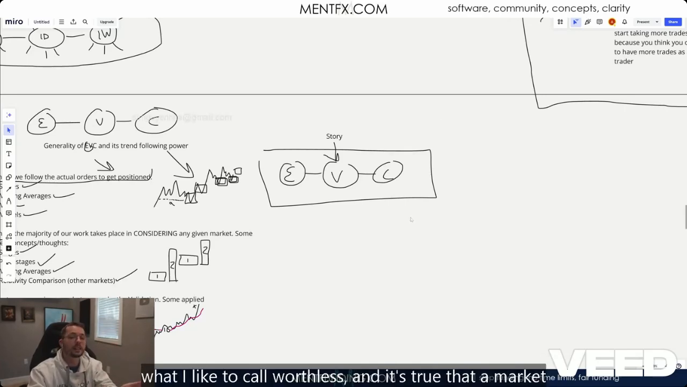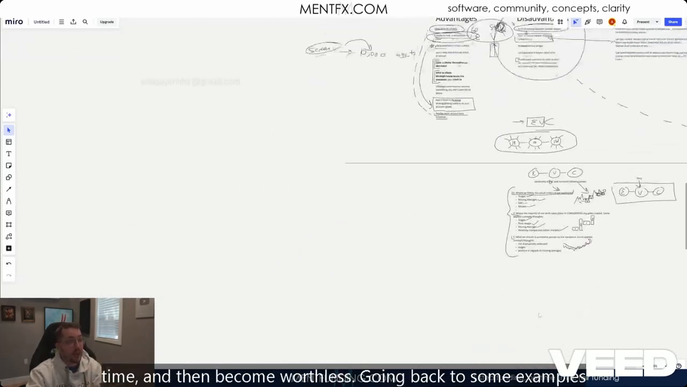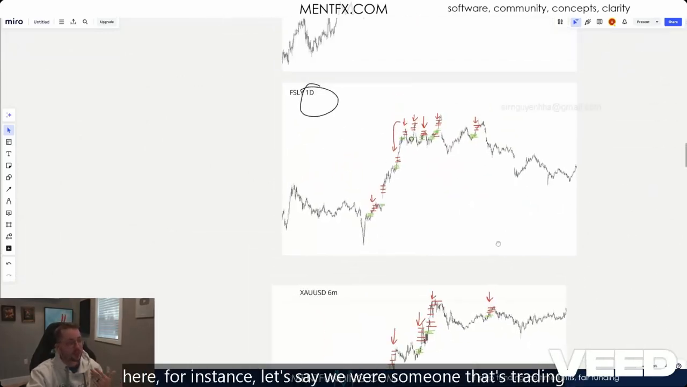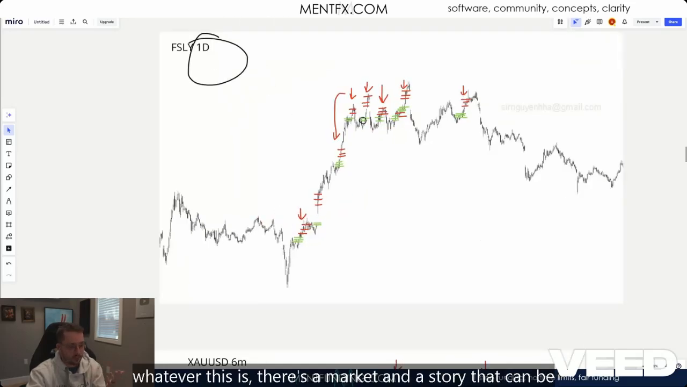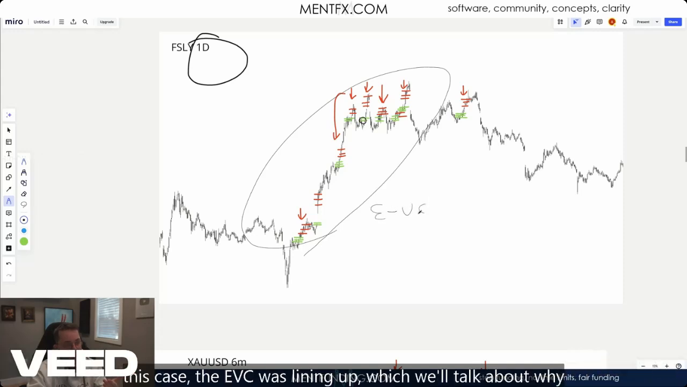It can become what I like to call worthless. And it's true that a market can be very clear for a long time or for a short amount of time and then become worthless. Going back to some examples here, let's say we were someone that's trading whatever this is. There's a market and a story that can be good. Within the time that that market or story, because in this case, the EVC was lining up, which we'll talk about why in the future, but this is just from this example. When the EVC were all lining up and good, the story was good.